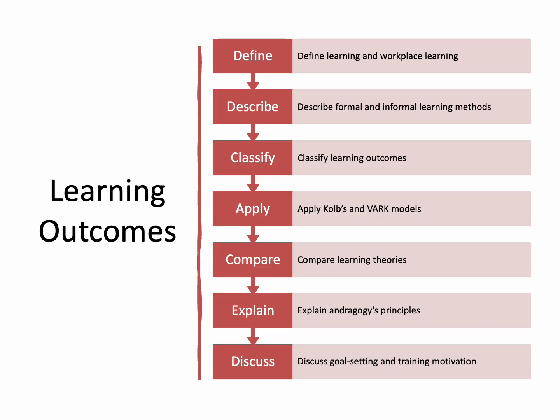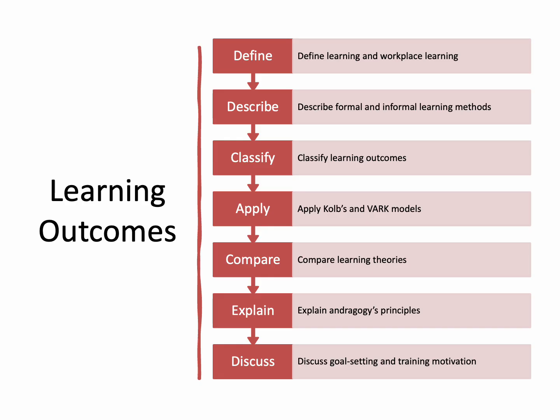Today's learning outcomes provide a roadmap for our exploration of learning and motivation theories. We'll define learning and its application in workplace settings, distinguishing between formal and informal methods. We'll classify learning outcomes using models like Gagne's and Kraiger's, which categorize cognitive, skill-based, and affective outcomes. We'll also apply Kolb's experiential learning model and Fleming's VARK model to understand individual learning preferences.